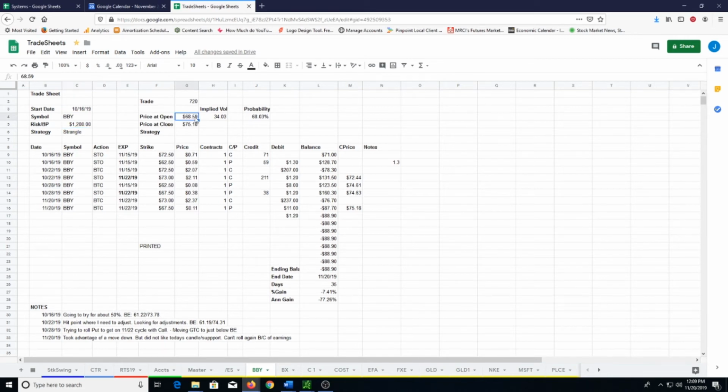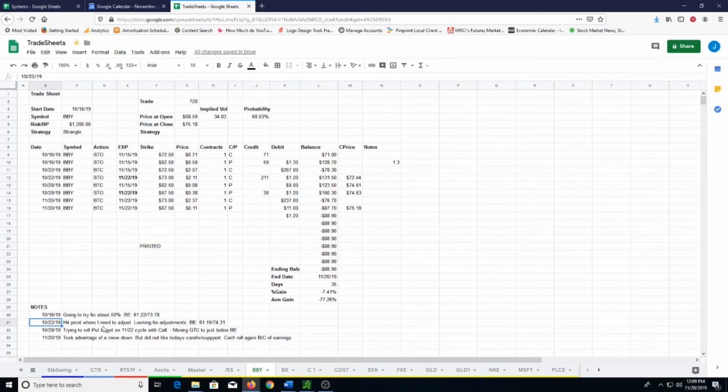I entered it at 68.59, 34 implied volatility, and a 68% probability of success if I held to the end. You can see, this was the entry. I had a $1.30 credit when I entered it. I was looking to close for about 50% of that. I put my break evens down here so you can see those.